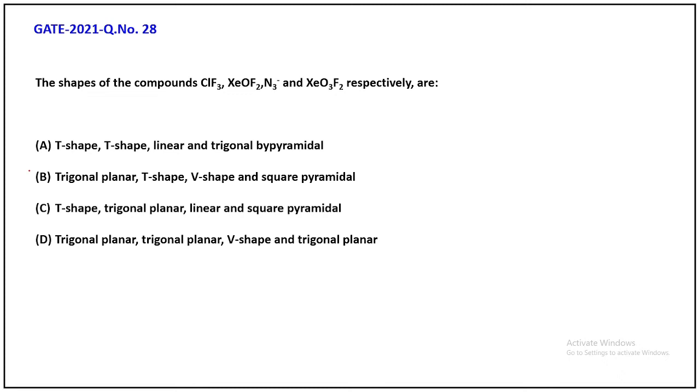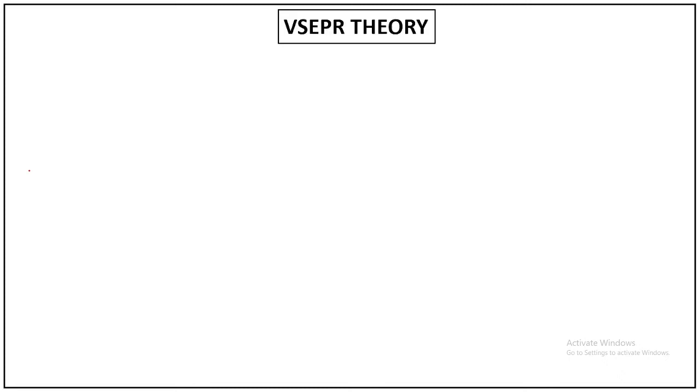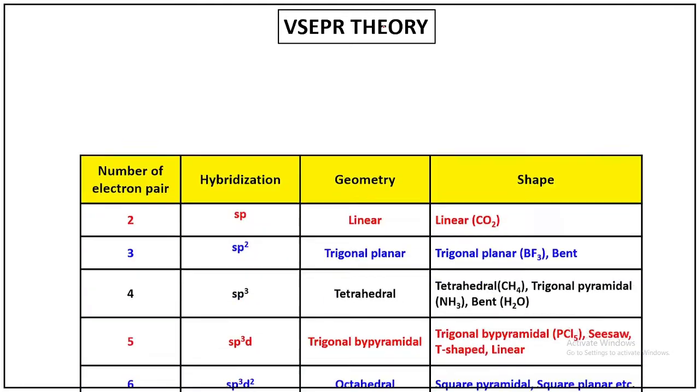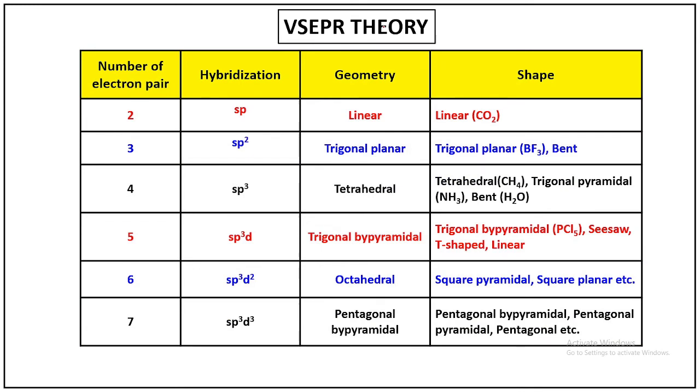In order to answer this question, we should have an idea about valence shell electron pair repulsion theory. This theory tells that the atoms in a molecule try to stay as far as possible in order to minimize the repulsion and thus to achieve maximum stability. This theory helps us to predict the geometry and shape of the molecule from calculating the total number of electron pairs in a molecule. This table will act as a guideline.